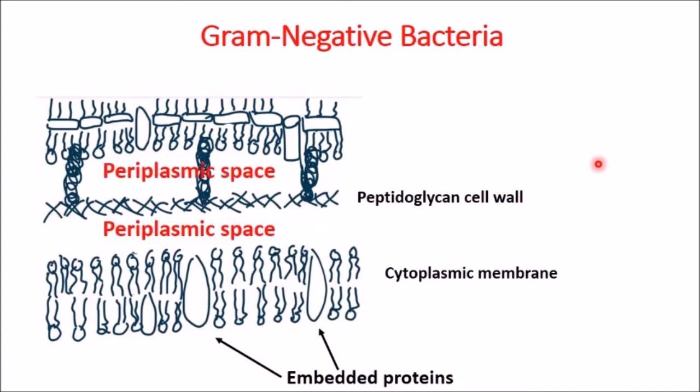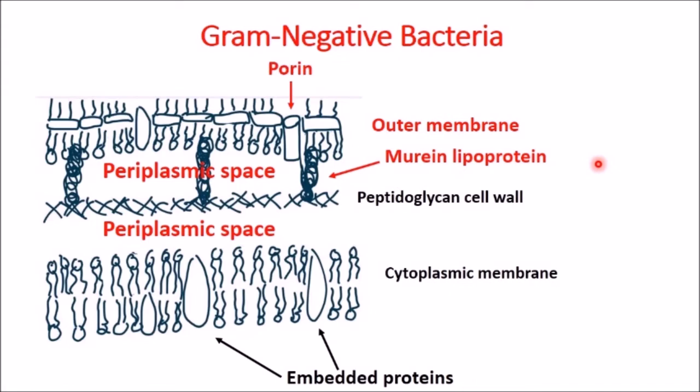We have another periplasmic space, and then we have an outer membrane. Again, this outer membrane is a little bit different than the inner membrane, so we'll go through it. But you also know this thing called murein lipoprotein. Murein lipoprotein is a lipoprotein, has both protein and lipid portions to it, and it serves as an anchor to anchor the outer membrane to the peptidoglycan cell wall so it doesn't go flying away. We have porins found in the outer membrane of gram-negative bacteria.